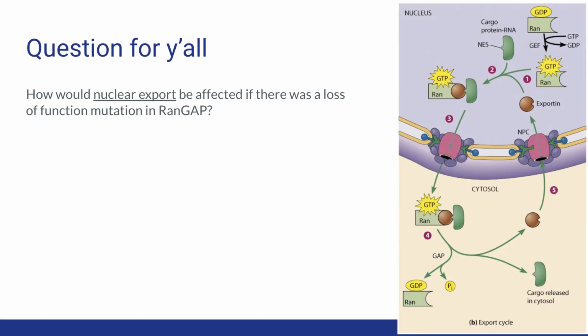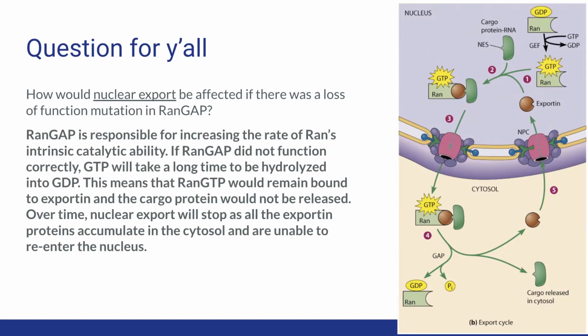Because GAP's function is to increase the rate of hydrolysis, and if the hydrolysis is happening really slowly, then it's not going to unbind from exportin. I have a question about that. Is it important that exportin wouldn't also be released? So would that decrease levels of export, because exportin wouldn't be cycled back into the nucleus?